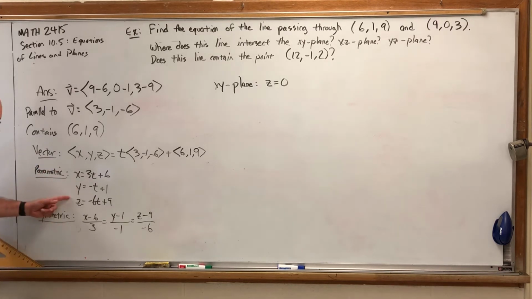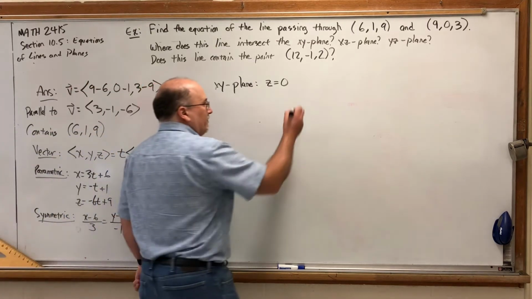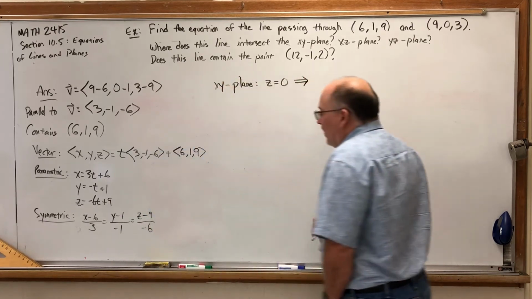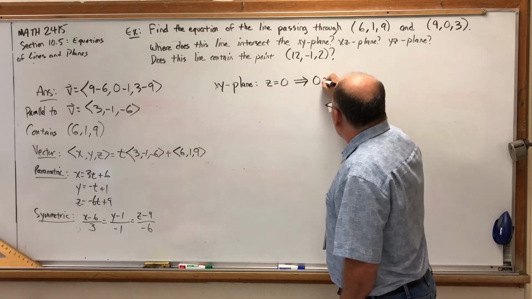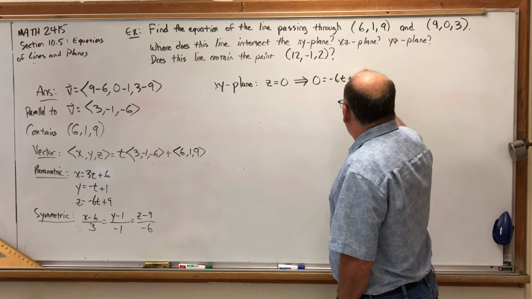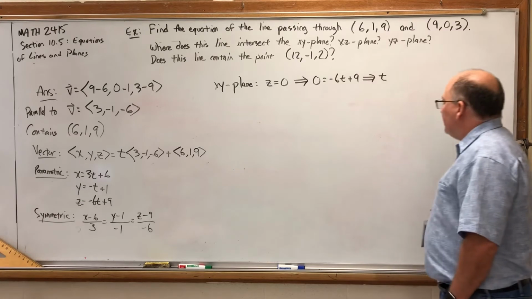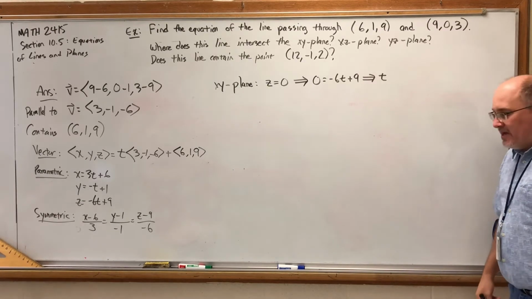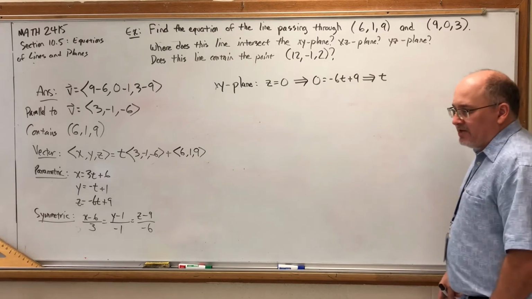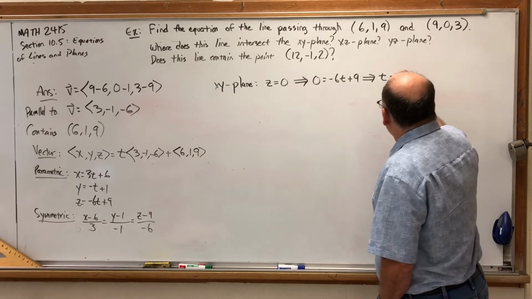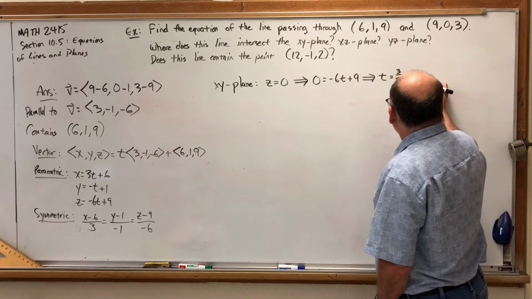Well, in the third equation, I can solve for t because I know what z equals. So here's the train of thought. Z equals 0 implies that 0 equals -6t plus 9. Well, we can solve that for t. We could subtract 9 and divide by -6. That would give us -9 over -6, but that reduces to 2/3. So this implies t equals 2/3.